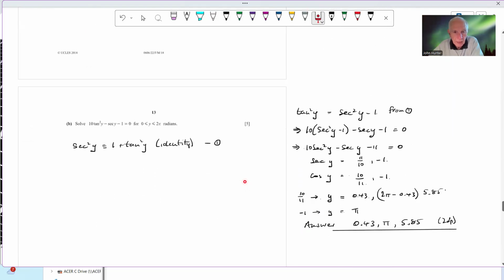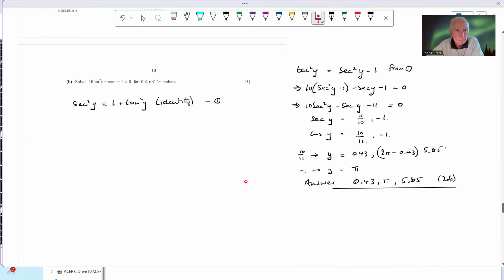Right, okay. Part B, solve this: 10 tan squared y minus sec y minus 1 equals 0. We're in radians now. We've jumped into radians. Okay, so we've got this identity. That's the identity that we had in the formula page. And if we rearrange, we get that.